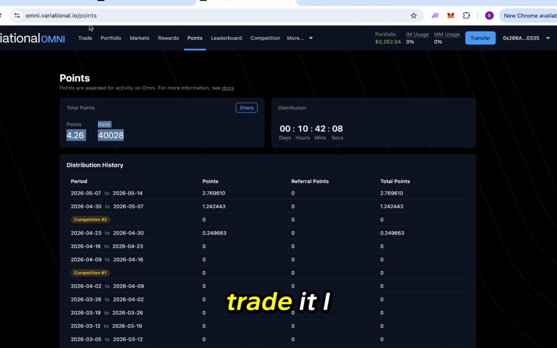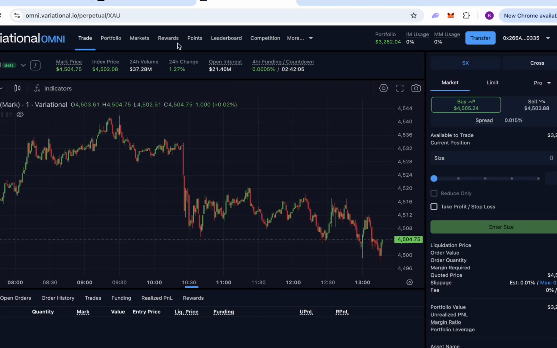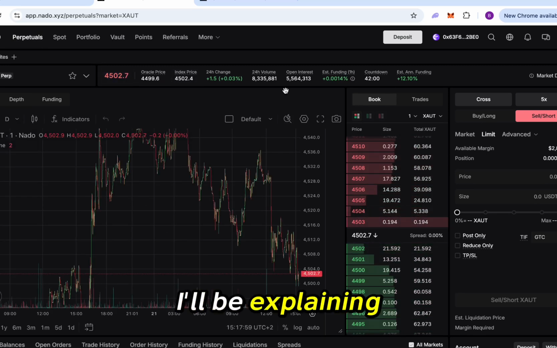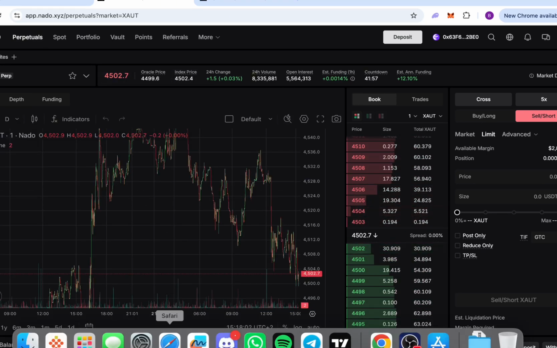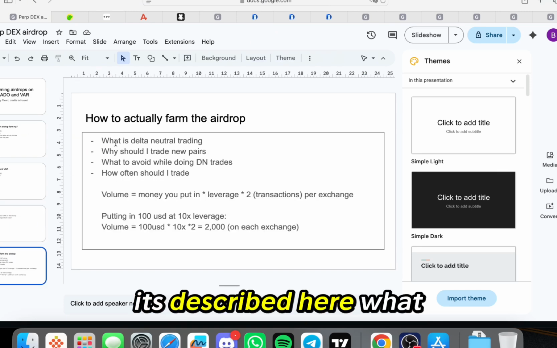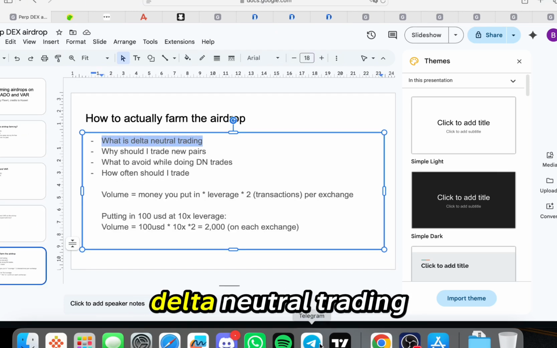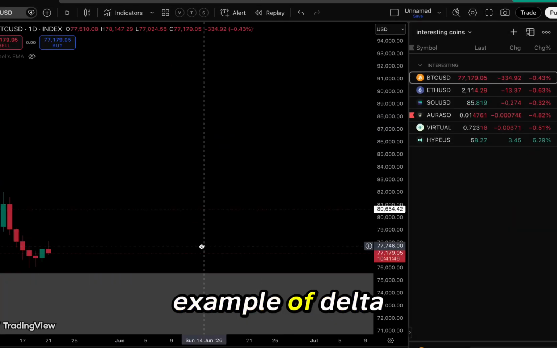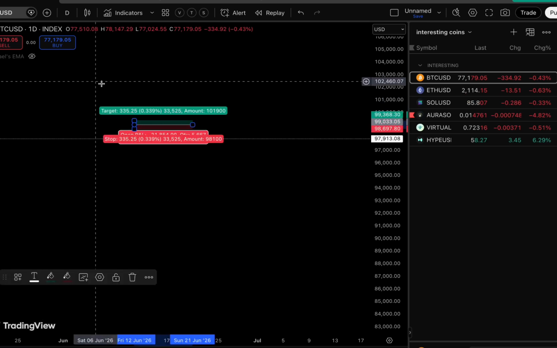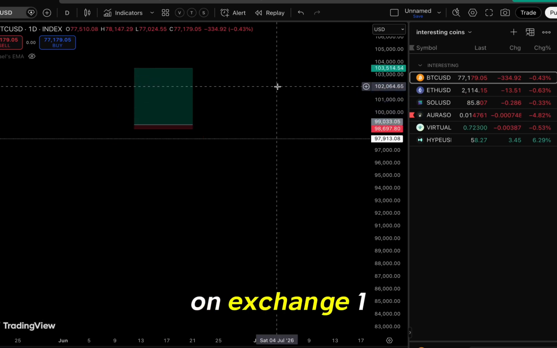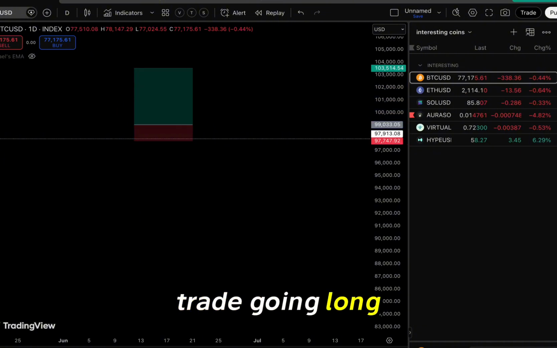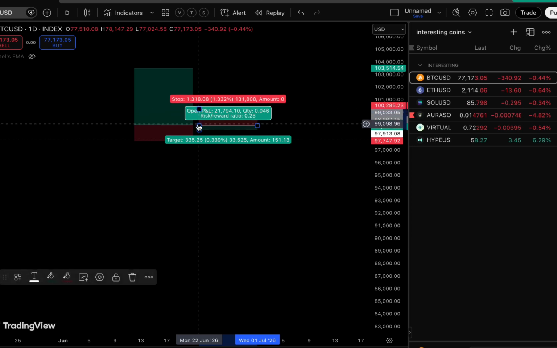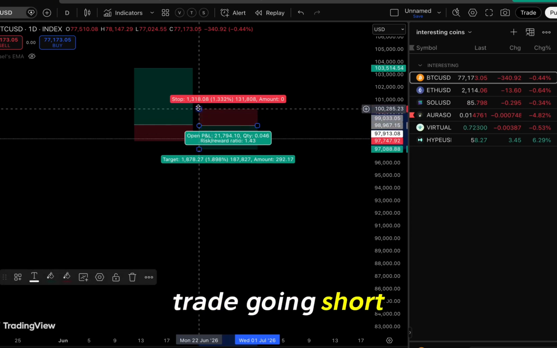So let's get into how to trade it. I will be trading live, which is super cool, of course. I'll be explaining my simple strategy for this. It's described here. What is delta neutral trading? A very simple example of delta neutral trading is: on exchange 1, you open a trade going long. On exchange 2, you open a trade going short.